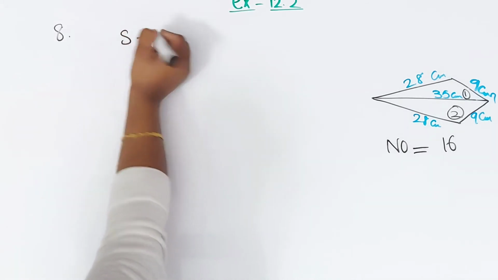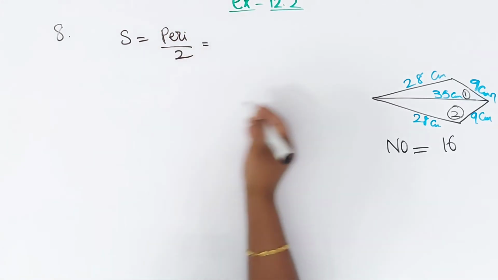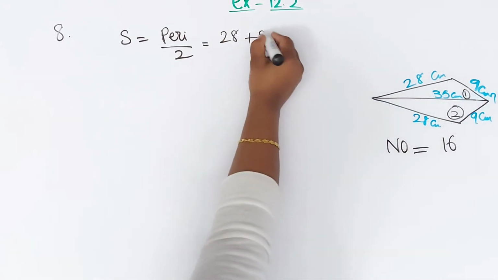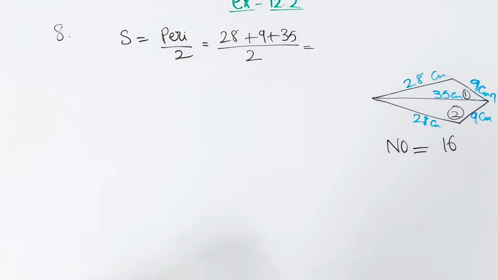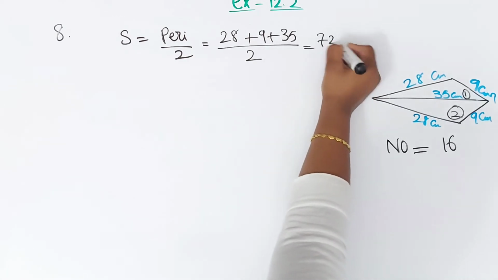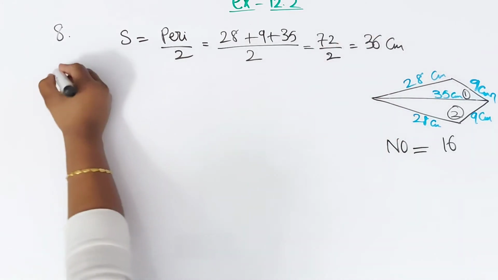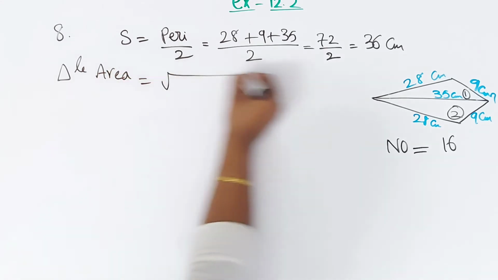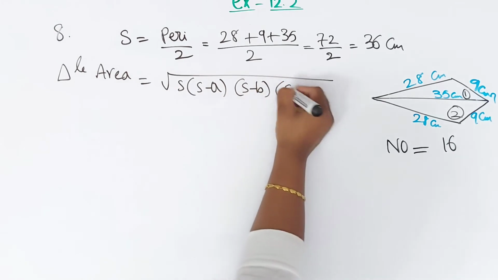We need perimeter first. S equals perimeter divided by 2. Perimeter means 28 centimeter plus 9 centimeter plus 35 centimeter, children, divided by 2. 28 plus 9, children, 37. 37 plus 35, 72, divided by 2, that equals 36 centimeters. This is S value. So we can find the triangle area by using Heron's formula, that equals root of S into S minus A into S minus B into S minus C.